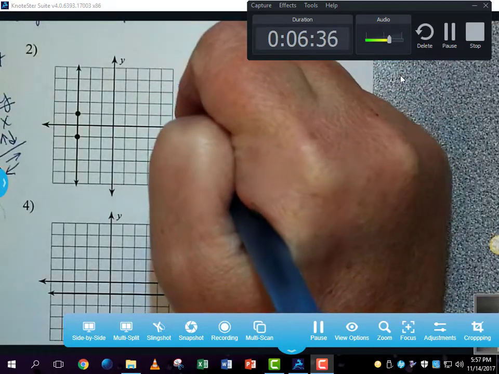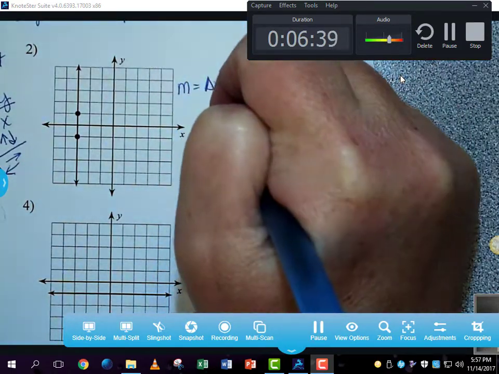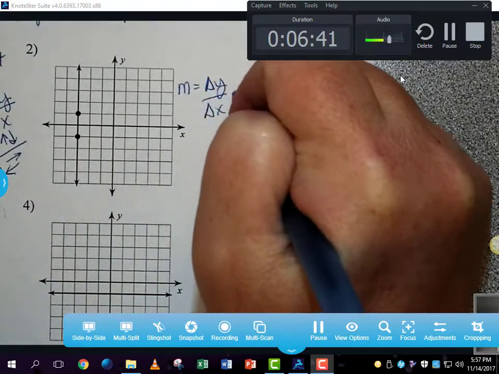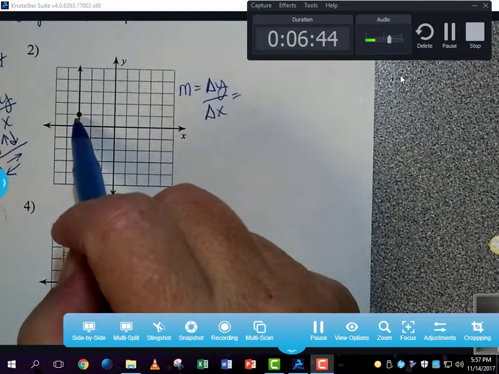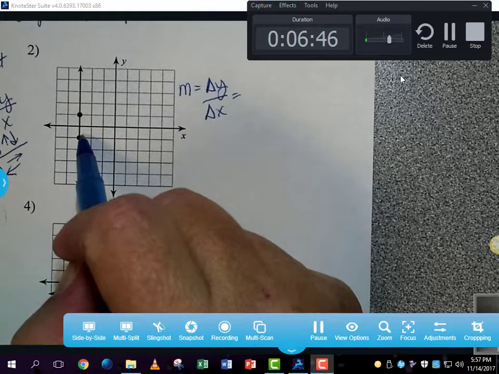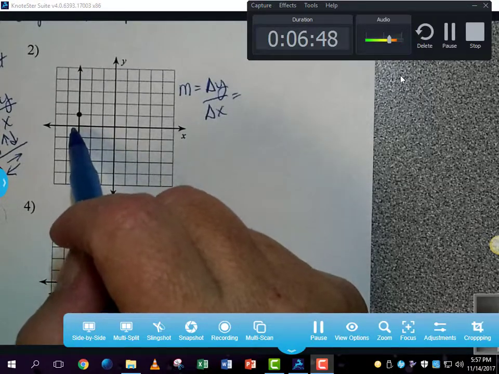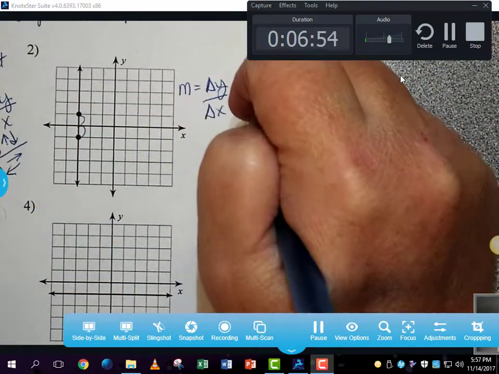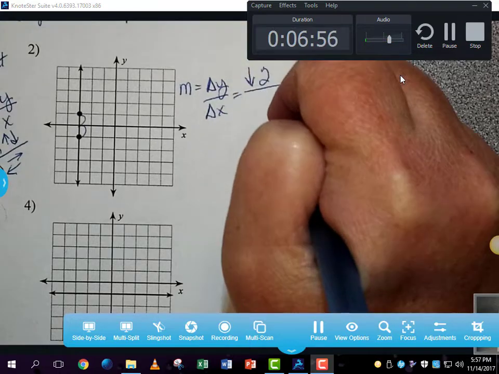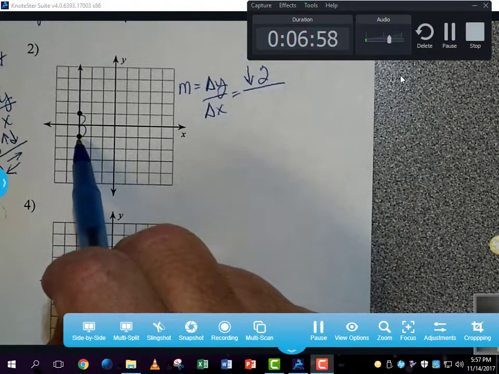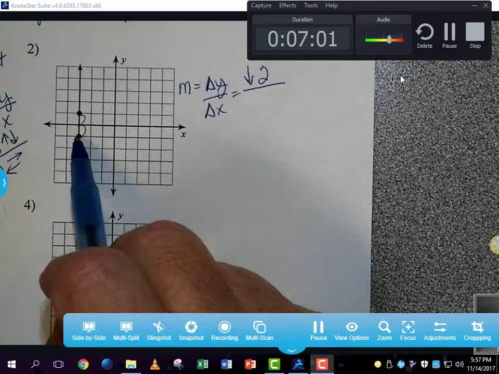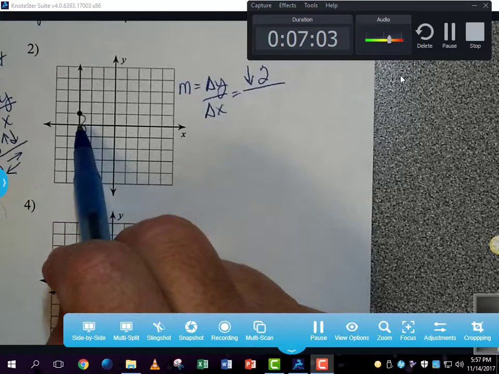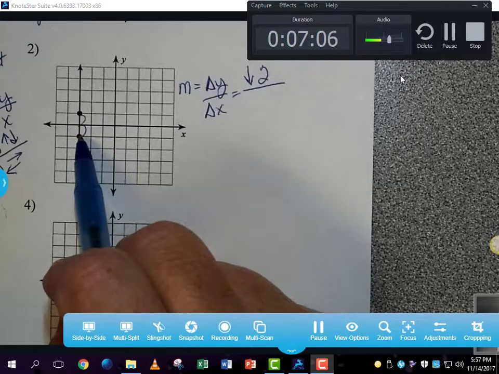Okay, moving on to number 2. So we need to figure out the slope, which is the change in y divided by the change in x. If I move from here to here, the first thing I'm going to do is my up and down part, right? So down 1, down 2. I went down by 2. And then, how do I move left or right? Well, I don't. I went down 2, and that took me to exactly where I need to be. I don't move left or right at all, so my change in x is 0.